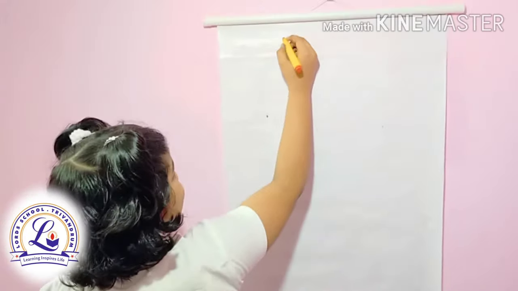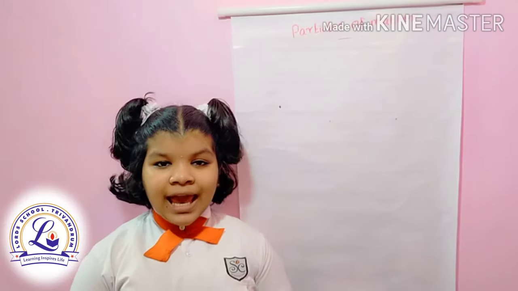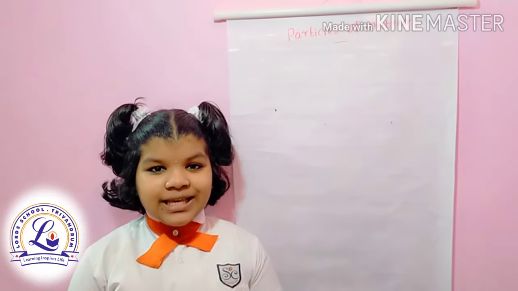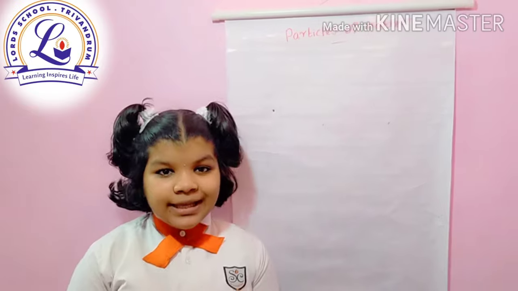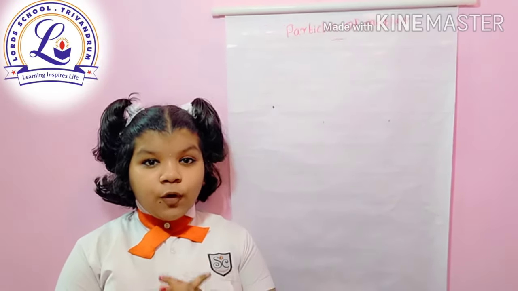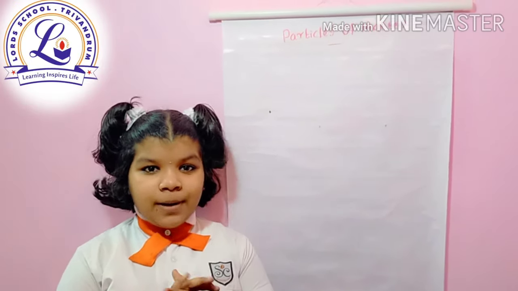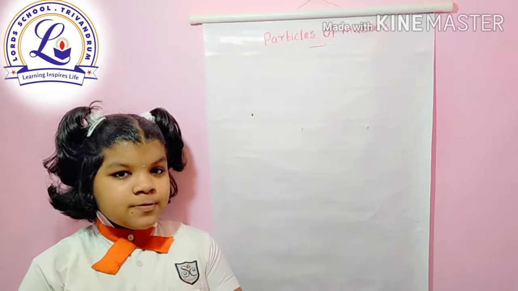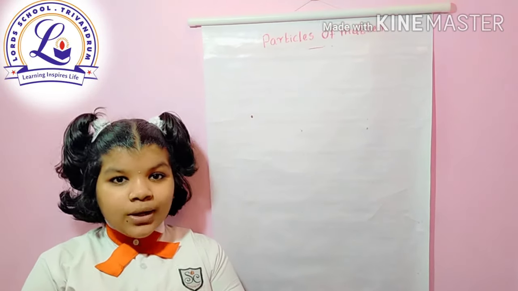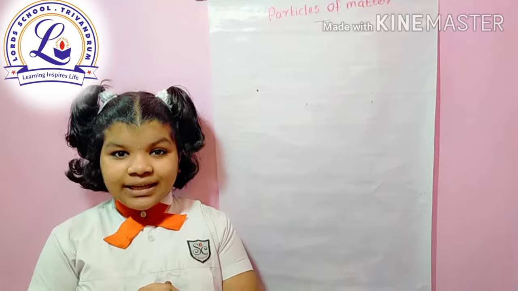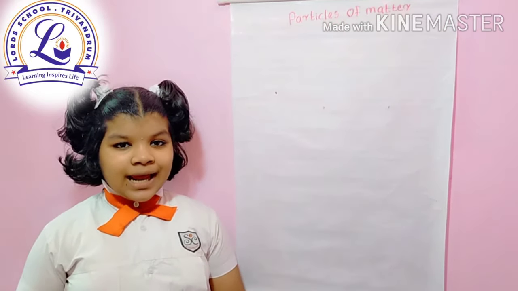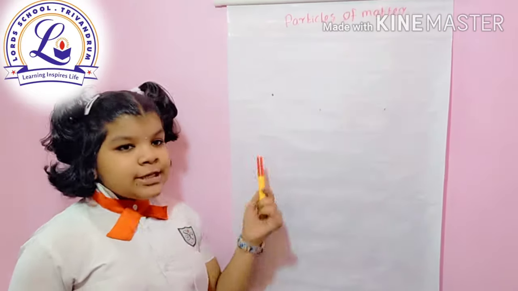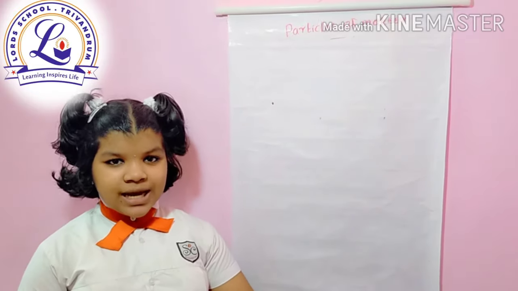Now let us learn about particles of matter. Any substance which we see daily, in the form of solid, liquid and gas, is made up of crores and crores of tiny particles. We cannot see these small particles with our naked eyes. So anything like this pen, this board is made up of crores and crores of tiny particles.